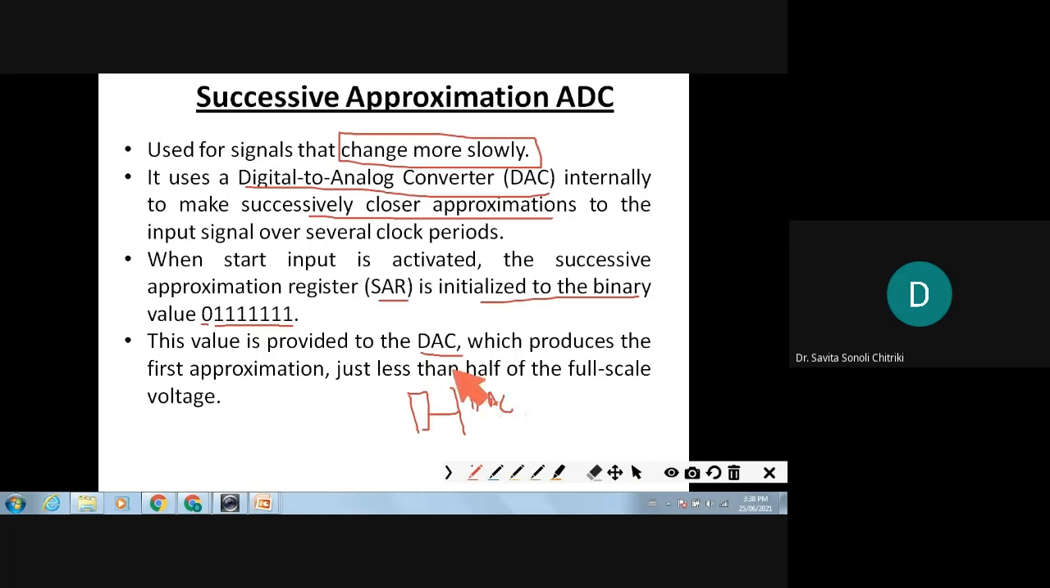It is given to the DAC, which produces the first approximation just less than half of the full scale voltage. That is, it keeps halving: half, then next quarter, like that. So 1 is there, then next half, then next 4 values, then next 8 values. Like that it is going to compare. This value is provided to the DAC, which produces the first approximation just less than half of the full scale value.